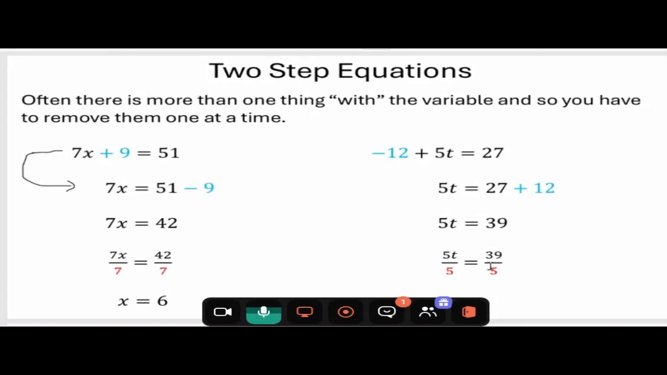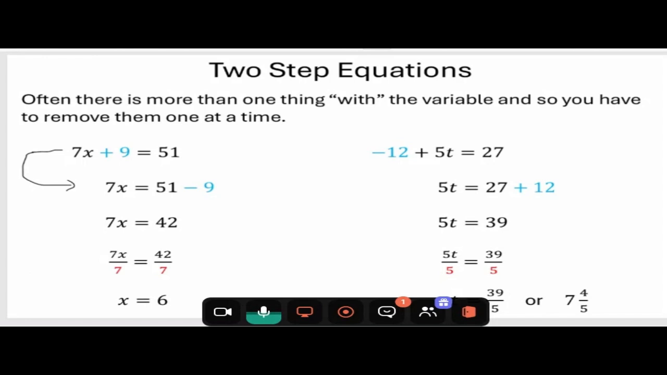Don't freak out when this doesn't work out nicely. Don't reach for your calculator and turn it into a decimal unless the question specifically tells you to. We stick in fractions unless they tell us to go to decimals. 39 over 5 is a perfectly good answer. There is nothing wrong with that answer, although read the instructions, because if they say to go to a mixed number, 5 goes into 39 7 times with 4 left over. So 7 4/5.